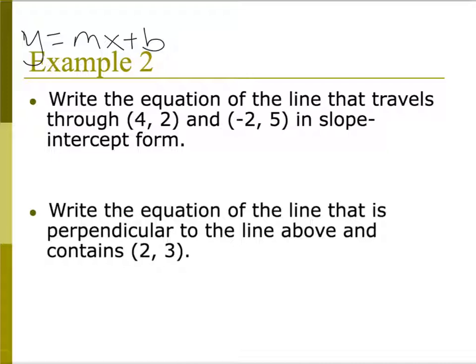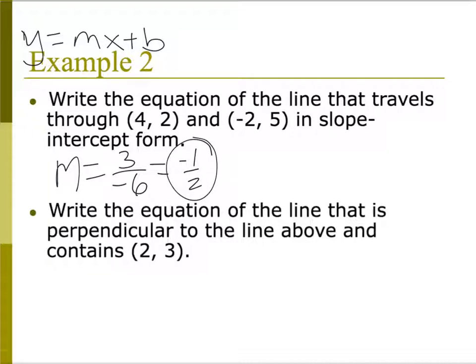First thing I need to do, I need to figure out my slope. Changing y over changing x. M equals 5 minus 2, which is 3, over -2 minus 4, which is -6. So that would be -1/2. All right.